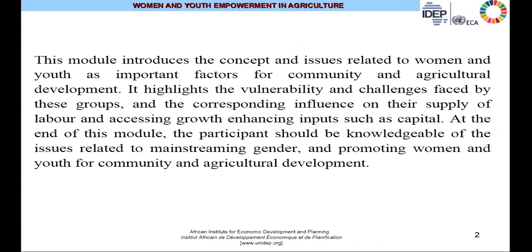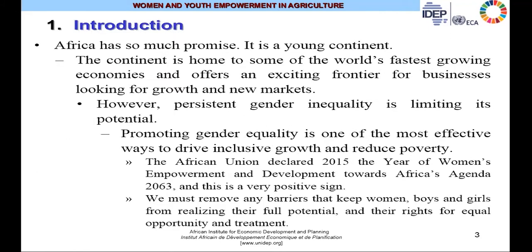This module introduces you to the concept and issues related to women and youth as important factors for community and agricultural development. It highlights the vulnerability and challenges faced by these groups and the corresponding influence on their supply of labor and accessing growth-enhancing inputs such as capital. At the end of this module, we expect you, the participants, to be knowledgeable on the issues related to mainstreaming gender and promoting women and youth for community and agricultural development.